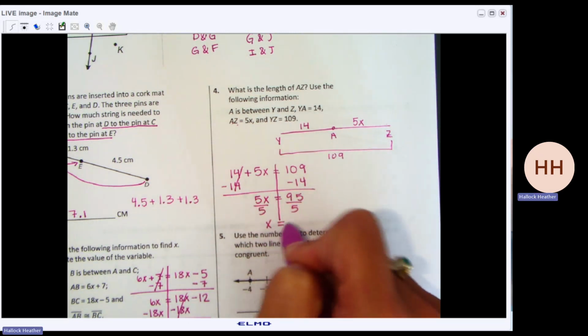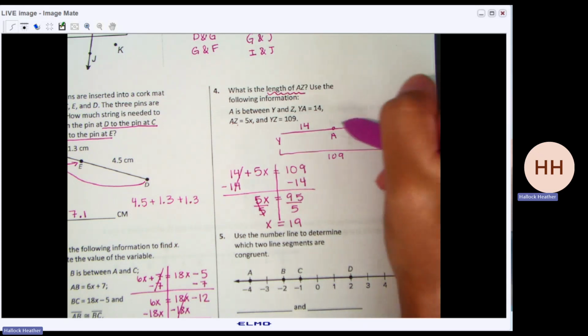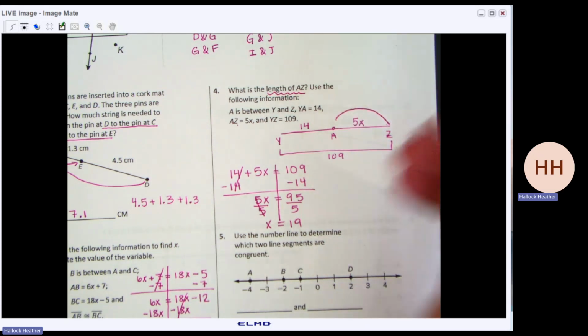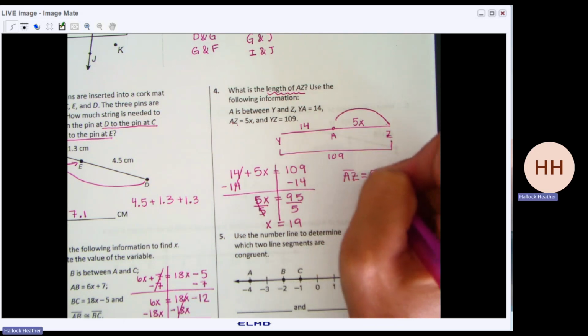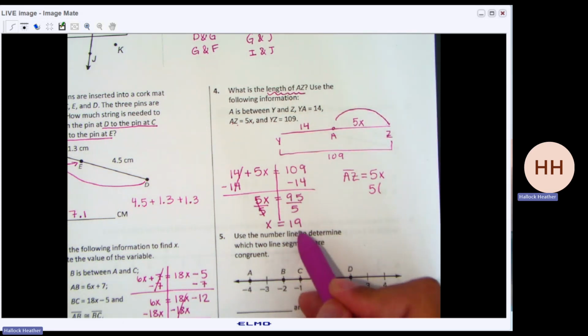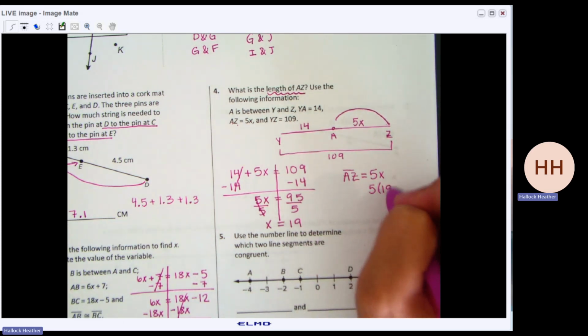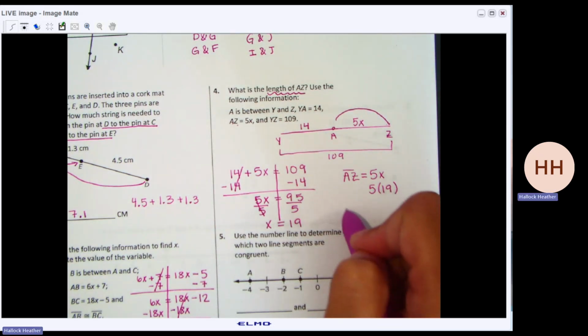So x equals 19. Now I need to find the length of AZ. So I'm not done. The answer is not 19. I need to know AZ. AZ is this portion right here. AZ is equal to 5x. So I'm going to take 5 and multiply it by what I got for x, which is 19. 5 times 19 gives me 95. So AZ equals 95.